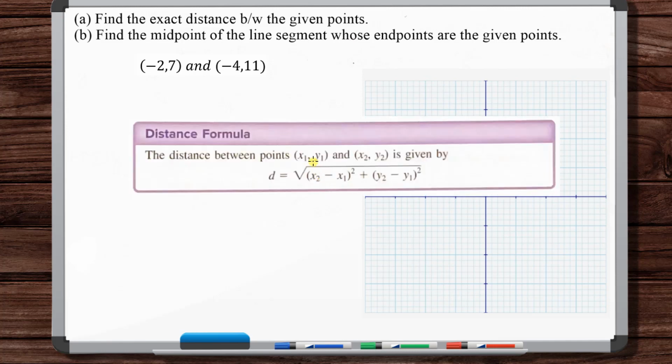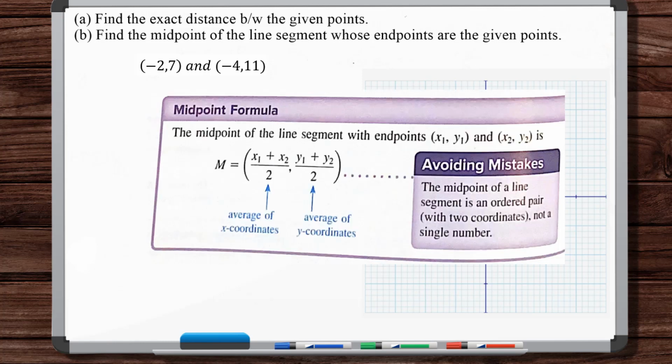So we've got 2 points, x1, y1, and x2, y2, and the distance between those 2 points is based on this formula here. Okay, and then part B, we'll use the midpoint formula, which says that the coordinates of the midpoint of the line segment with endpoints x1, y1, and x2, y2, the x coordinate of the midpoint is x1 plus x2 divided by 2, and the y coordinate of the midpoint is y1 plus y2 divided by 2.